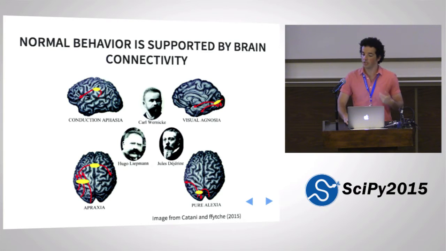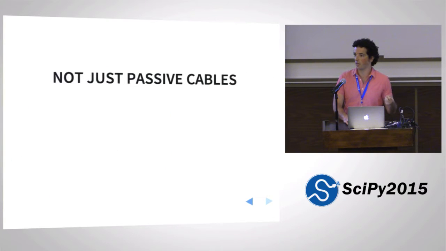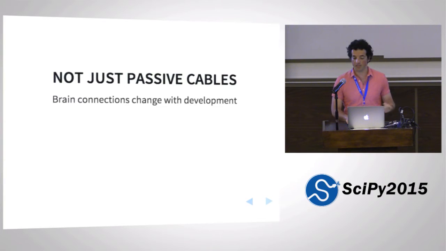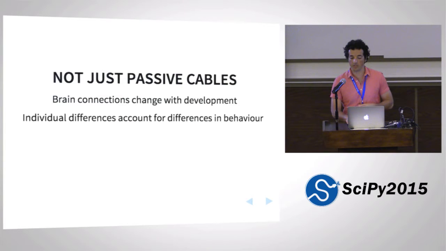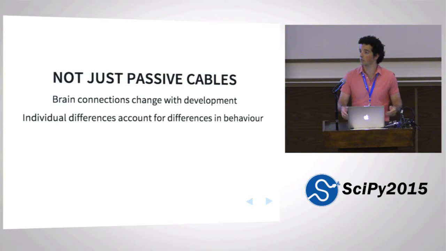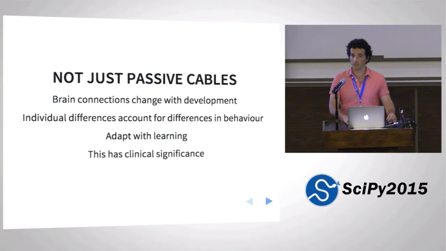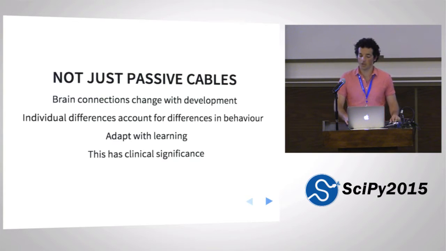So we understand that connections between different parts of the brain are important, and over the last few decades we've started to understand that the connections through nerve fibers between different parts of the brain are not just passive cables. They change with development, and there are individual differences that account for differences in behavior, even beyond neurological disorders. And these connections actually adapt with learning. This has clinical significance because measuring the properties of these connections can help us diagnose different disorders in detail.